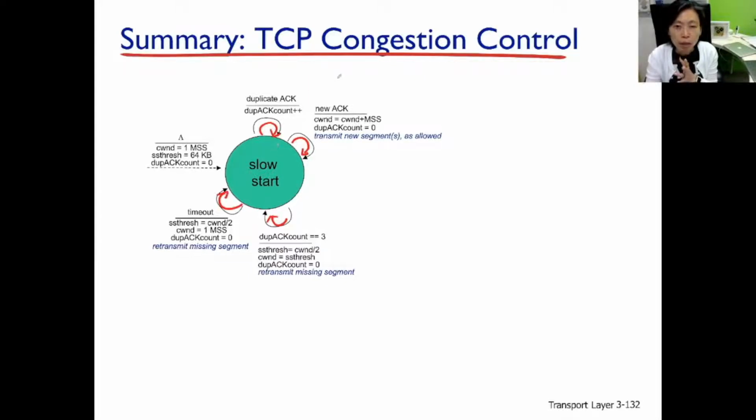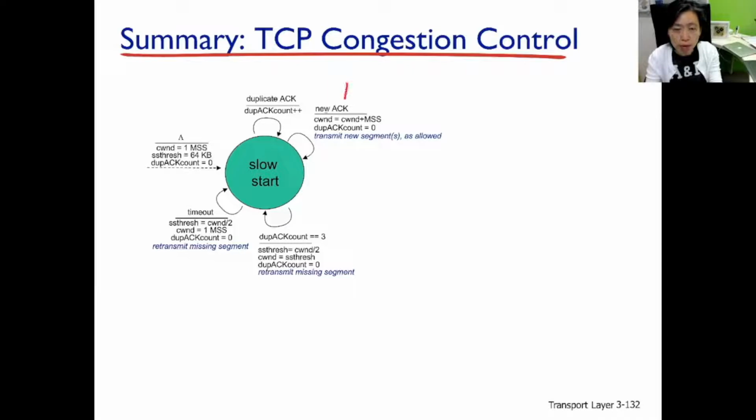If you look a bit closer, the top two here are actually the transitions handled in the cases where the sender receives ACKs. The bottom two are the cases where the sender detects losses. So this one here is detecting a loss due to receiving 3 duplicate ACKs. This transition here is detecting a loss due to timeout. Now let's talk about each of these transitions a bit more.